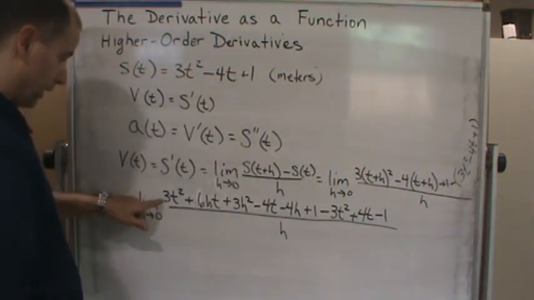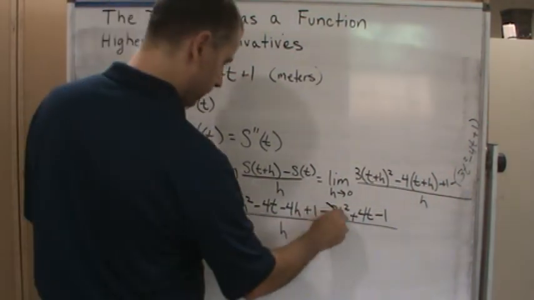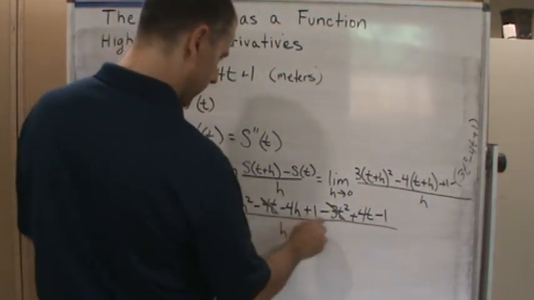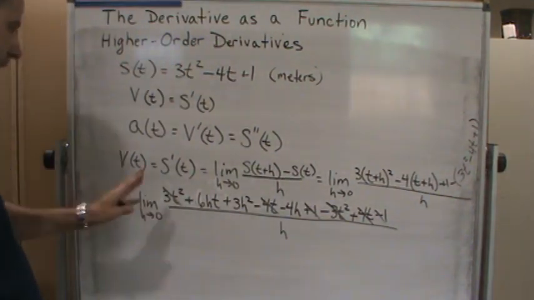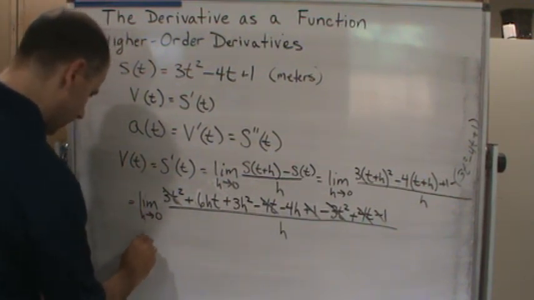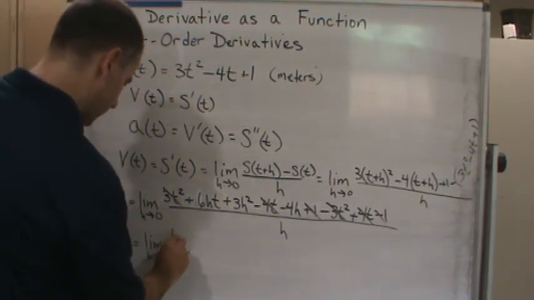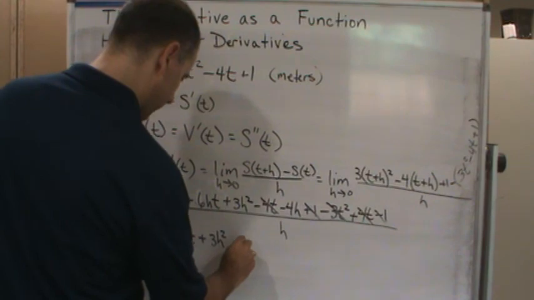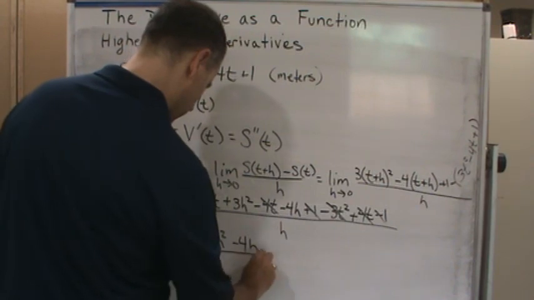So now, the 3t squared cancels with the 3t squared here. 3t squared minus 3t squared is 0. And then we have minus 4t plus 4t. Those are going to cancel. We have plus 1 minus 1. Those are going to cancel. Now everything else has an h in it, and nothing else can be combined. So now it's going to be the limit as h approaches 0 of 6ht plus 3h squared minus 4h. And that's it.